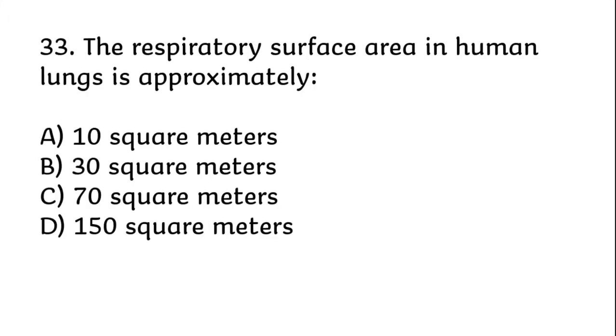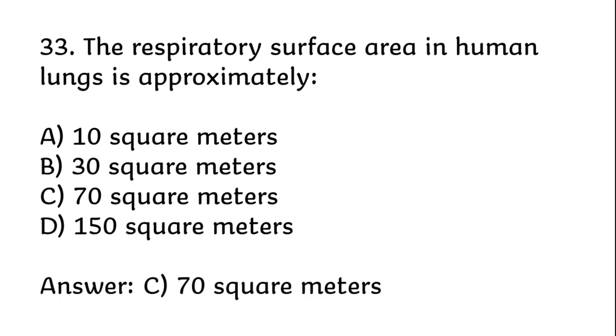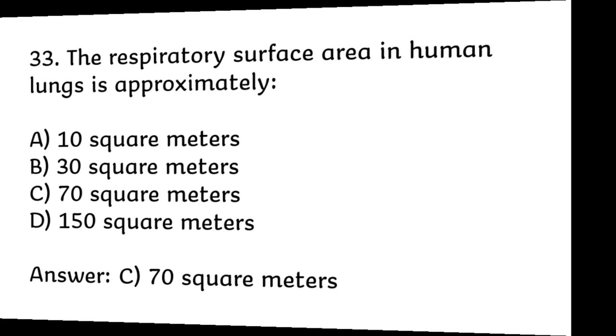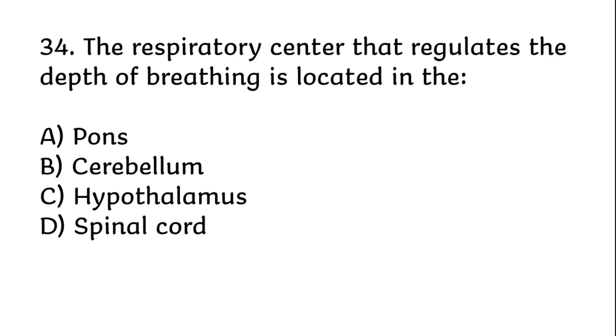The respiratory surface area in human lungs is approximately. Correct answer is 70 square meters. The respiratory center that regulates the depth of breathing is located in the. Correct answer is pons.